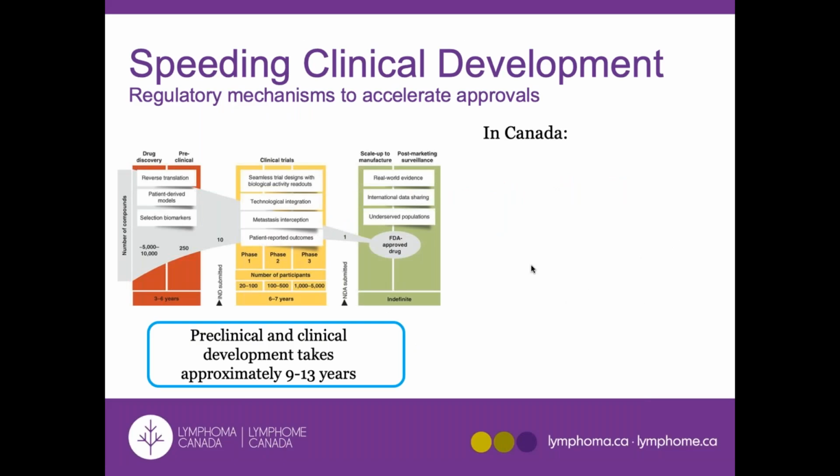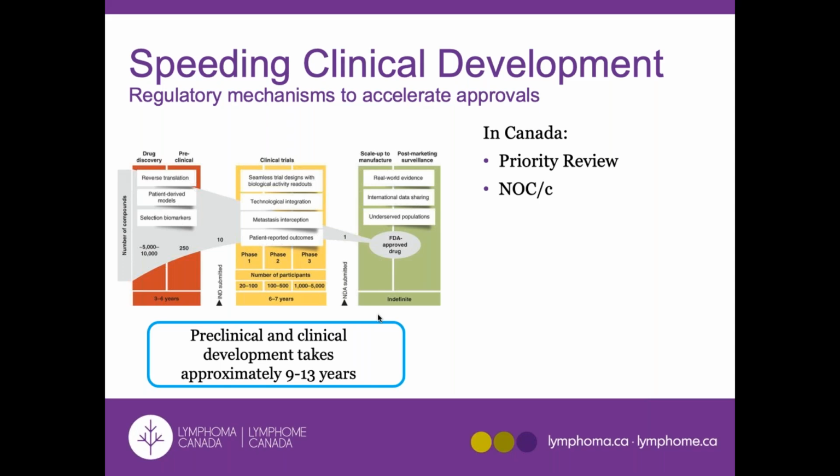So one of the questions is, how can we speed clinical development? As I pointed out, the preclinical and clinical development takes approximately 9 to 13 years. So the regulatory agencies have realized that cancer is a very important disease, hematologic cancer is very important, and have looked at this whole clinical trial process and have put in certain mechanisms to help speed development. And I'm going to talk a little bit about these in the next few minutes.